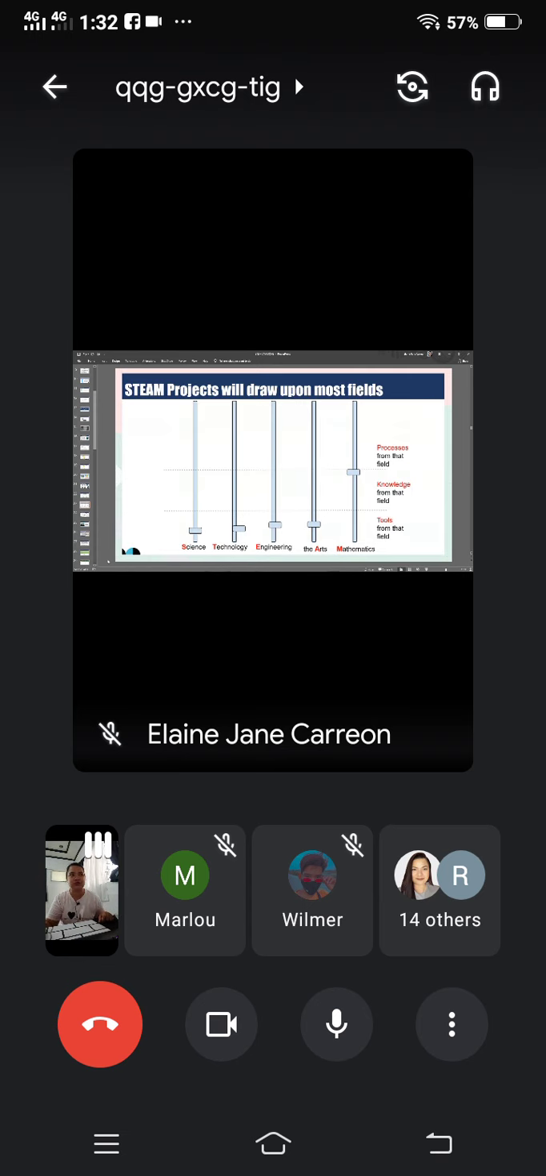So, STEAM projects will draw upon most fields. Kung mapapansin ninyo, pinakamarami or mostly pinakamataas ang mathematics because mathematics is the universal language. It is the language of science and technology. You can find mathematics everywhere. Okay? So, as you can see, the level here, tools from that field, knowledge from that field, and the process. So, mathematics has the highest level. Ibig sabihin siya yung pinakamaraming gamit.